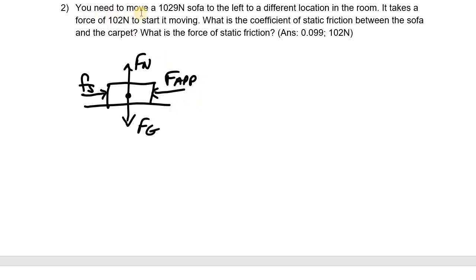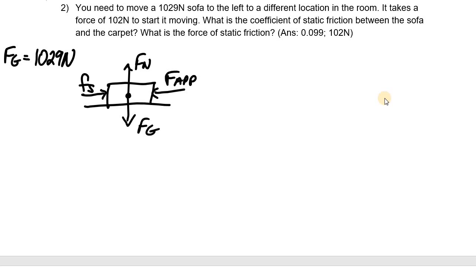Okay, and what does this 1029 Newton force represent? You need to move a 1029 Newton sofa. Hey, that's referring to the weight of the object. I know that's not overly clear, but say if I had a 5 kilogram box, that's referring to the mass. Here we have a 1029 Newton sofa. That's clearly representing the force due to gravity acting on the object, which is the weight of the object, 1029 newtons.